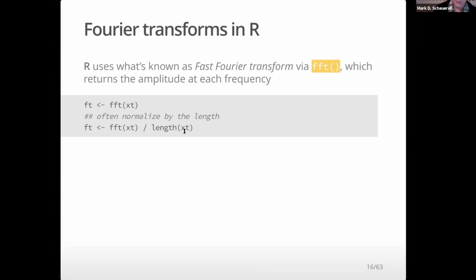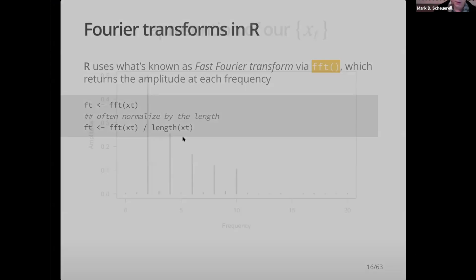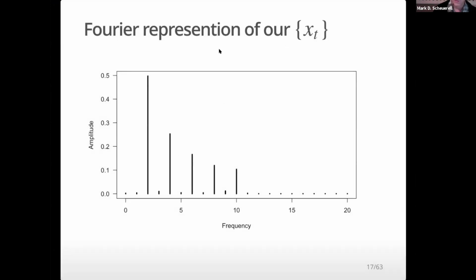And oftentimes people normalize those by the length of the time series just to make it behave nicely. So here's that x of t that we just had. What you're seeing is that at a frequency of 0, 1, there's hardly any amplitude. Then at 2, we have a really large amplitude. Then it's small, then it's broad, then this is sort of decaying. And then once we get out past 10, these are essentially 0.